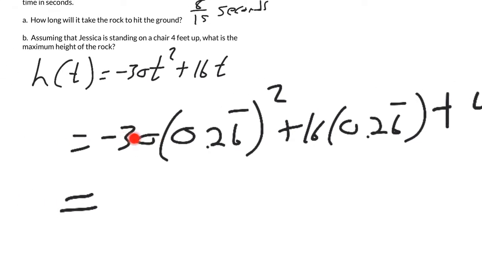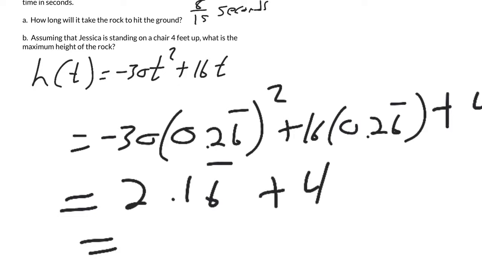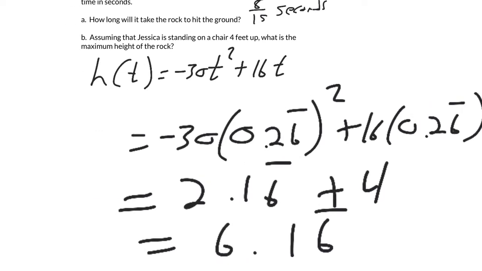So when you add this term with the calculator to this term, you get 2.16 repeating. And then add that 4 extra feet that they're standing up. She's throwing it a measly 6.16 repeating into the air. So that's it. 6.16 repeating feet into the air. That's the maximum height, because that's the vertex. That's the y coordinate of the vertex.